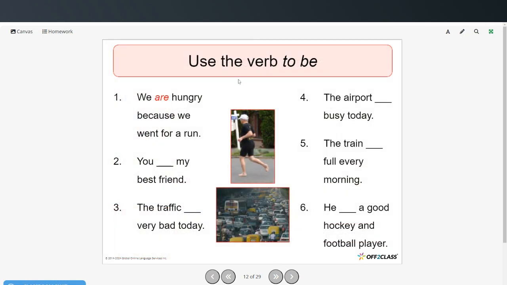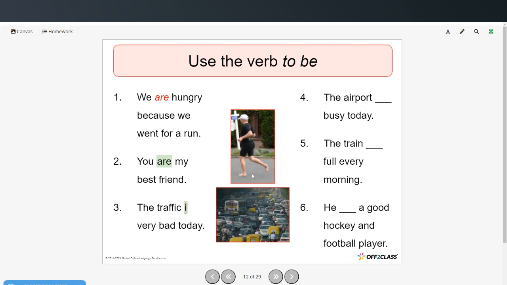So now, complete these sentences using a form of the verb to be. You can pause the video and try this on your own, and then restart when you're ready to check your answers. Okay, number 1 is already done. We are hungry because we went for a run. You are my best friend.